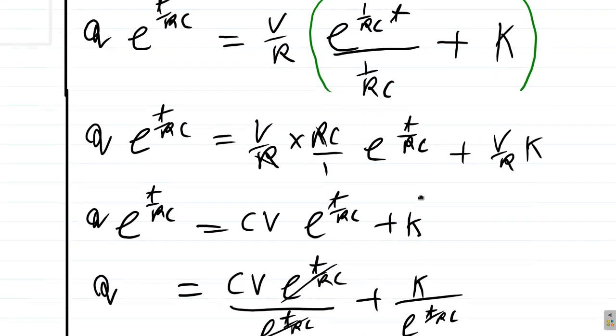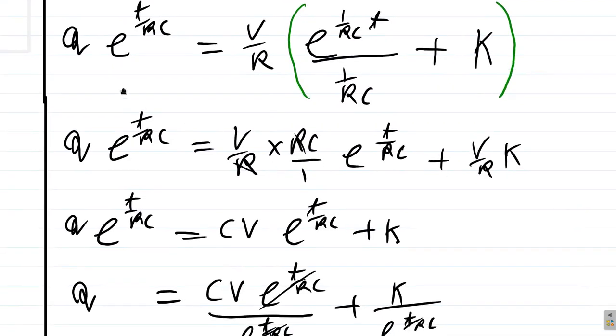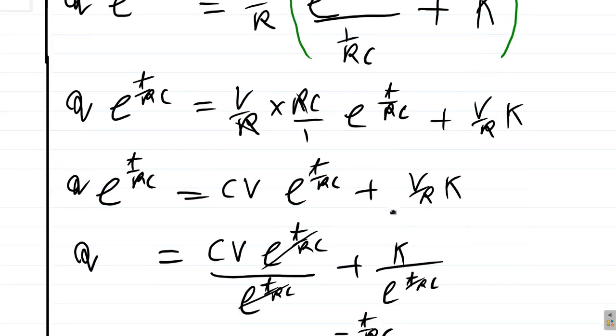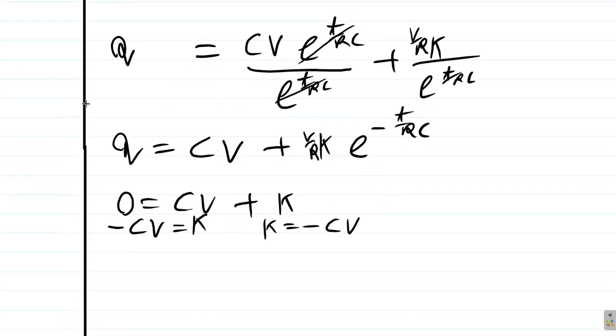So K, the V over R multiplies the entire integral. So it multiplies the function and it multiplies the constant of integration. Right? So I left that out earlier. V over R times K should be K V over R. Right. So that's what I should have. So this is V over R. Alright.